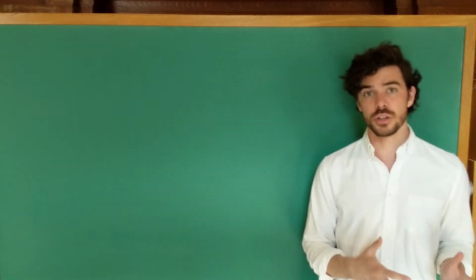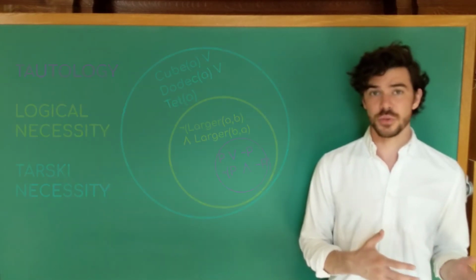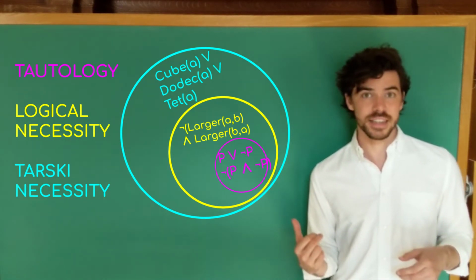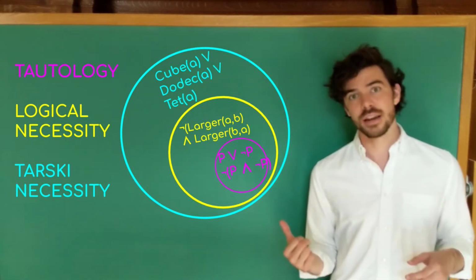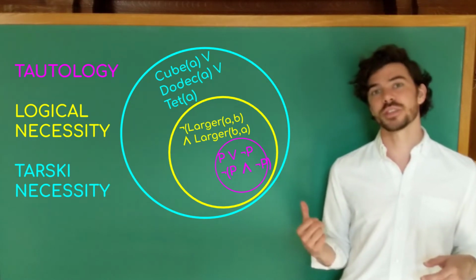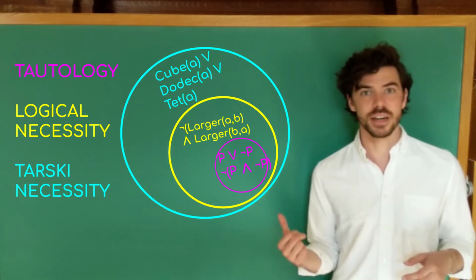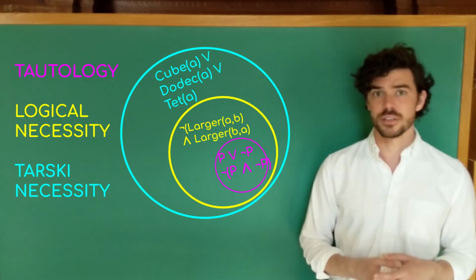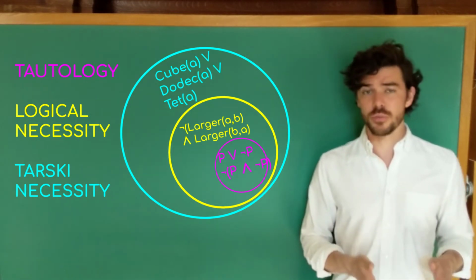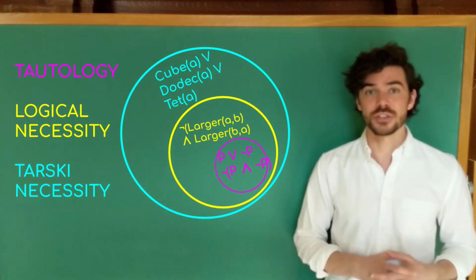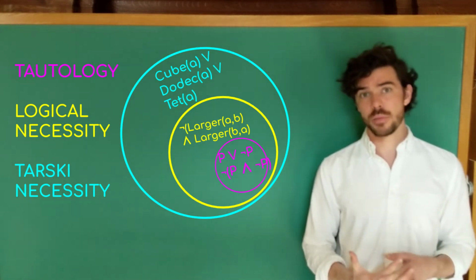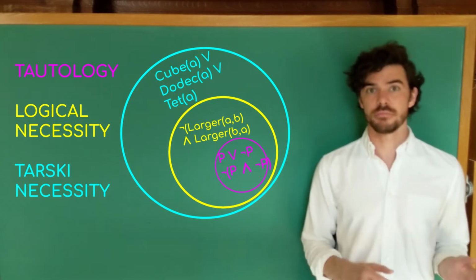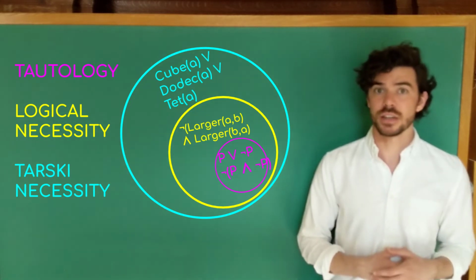Turning then to tautologies, logical necessities and so forth, we can see that every tautology is a logical necessity, but not the other way around, and every logical necessity is a Tarski's world necessity, but not the other way around. Here's what I mean. At the middle go our tautologies, which are true just in virtue of their logical form, which is to say their connectives. So for instance, P or not P is a tautology, so is not both P and its negation.